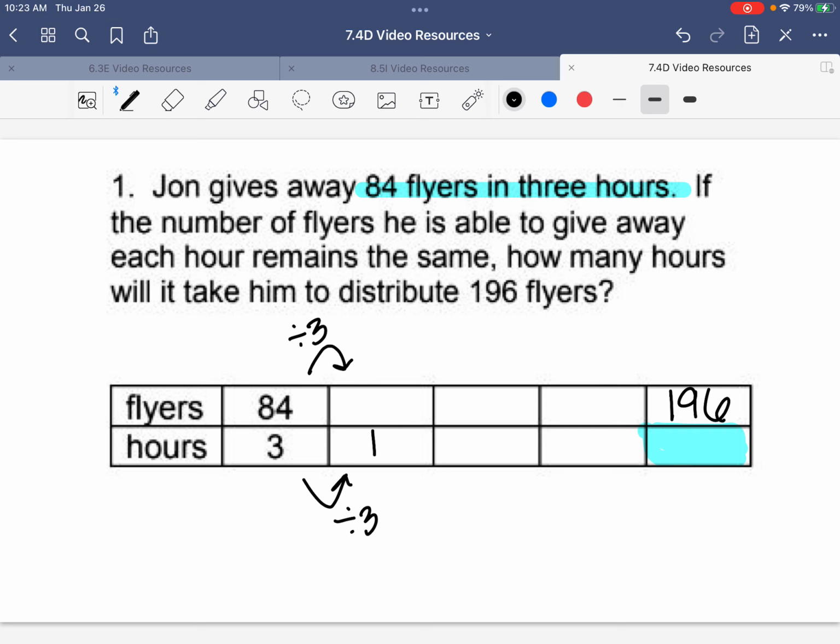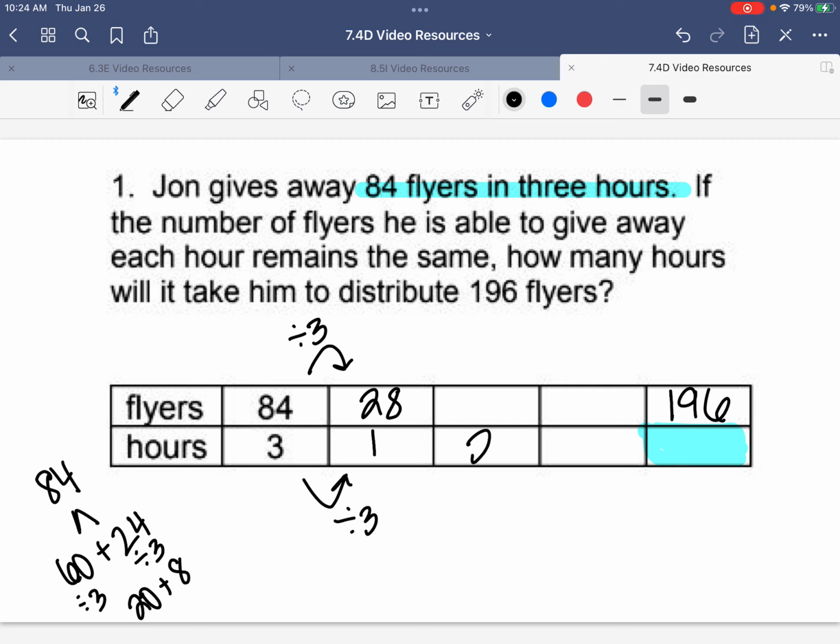And 84 divided by 3, so if we do some decomposition, I can say 84 decomposes into 60 plus an extra 24. And I know that 60 divided by 3 is 20, and 24 divided by 3 is 8. So 84 divided by 3 has to be 28. So I can use my partial division to help me find that. So if I know that in 1 hour, John can do 28 flyers, then I can just keep doubling up.